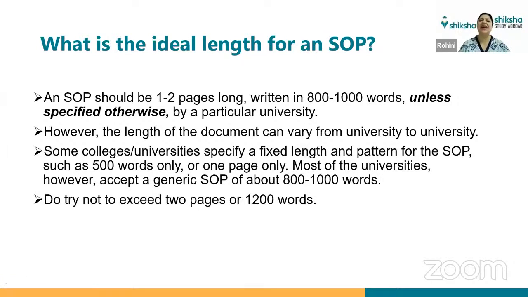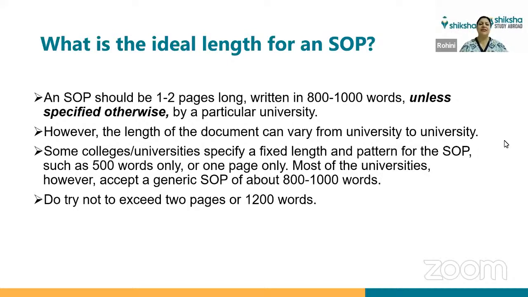So what is the ideal length of an SOP? An SOP should be 1 or 2 pages in length. They should be written in 800 to 1000 words unless specified otherwise by a particular university. However, the length of the document will vary from university to university and sometimes even course to course depending on what is asked. Some colleges or universities specify a fixed length and pattern for the SOP, such as 500 words only or 1 page only.